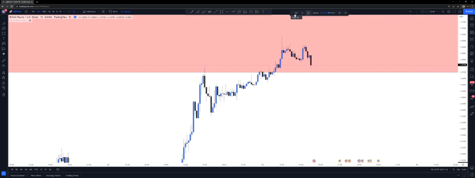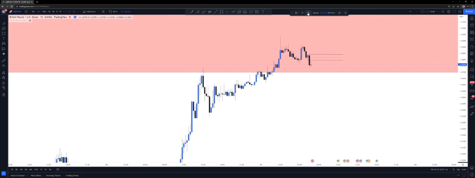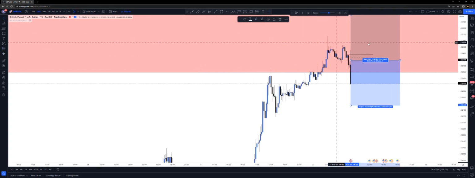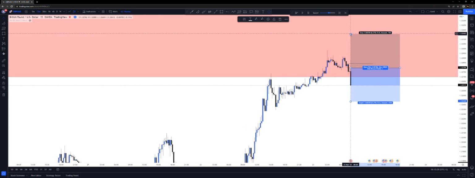Okay, now what's the second one? So let's still do a perfect change of character. And you see this whole move was so fast before us. So once we see the price get to this level, we came back down, then we still get in at this level. So once we get in, your stop loss will be at this level. So that will be our first trade.